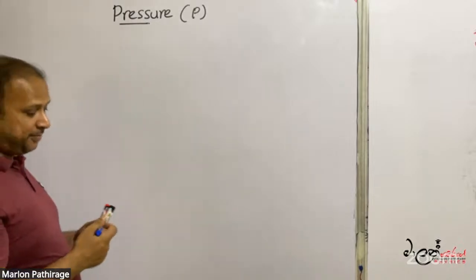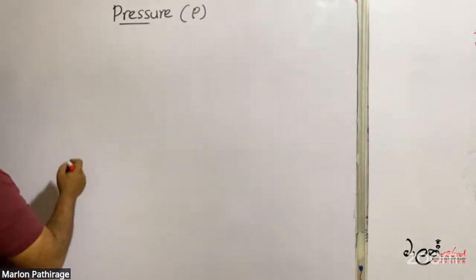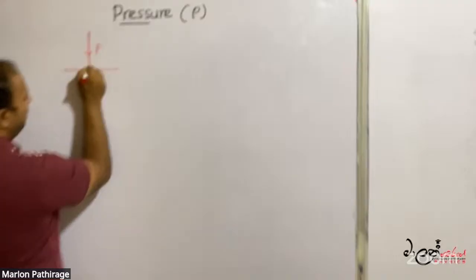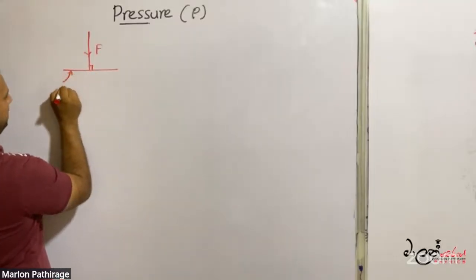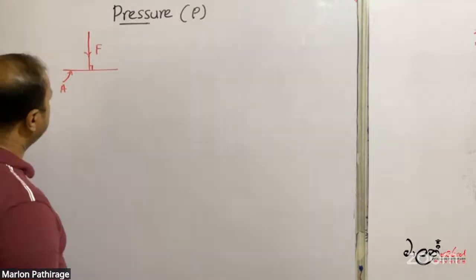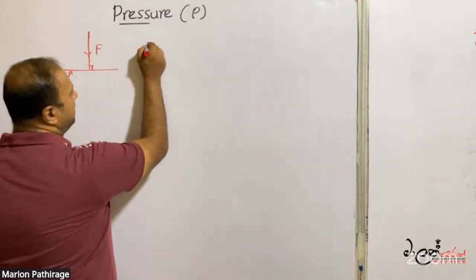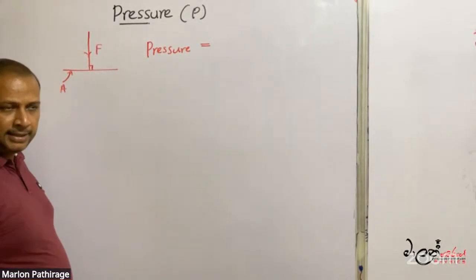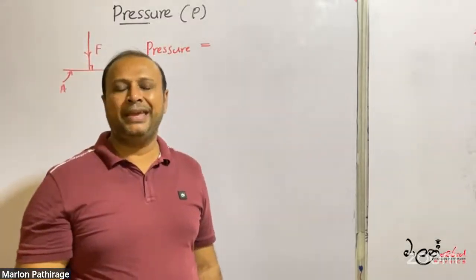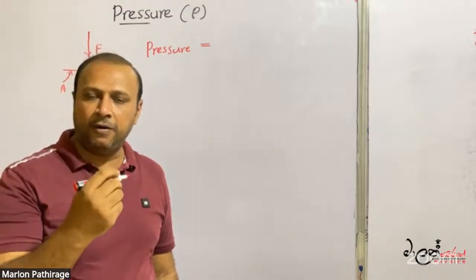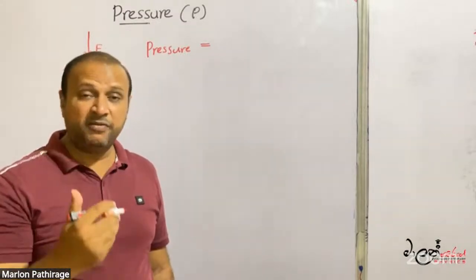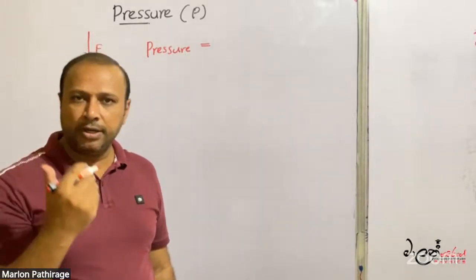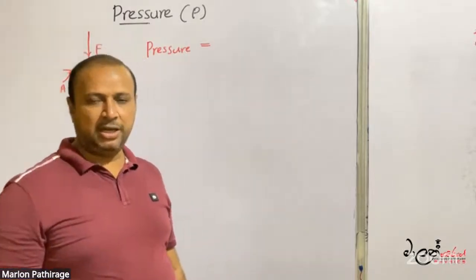Okay. Then pressure. So what is the definition of pressure? The pressure means force over perpendicular area. So if this area is A, then pressure is defined as force over perpendicular area. That is a perpendicular force per unit cross-section area.